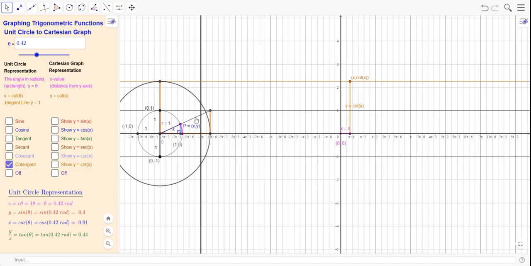Of course, in the first quadrant like this, all the trig functions are positive. So we need to take this horizontal distance here, rotate it up vertically, and bring it straight across here to be the y value here.